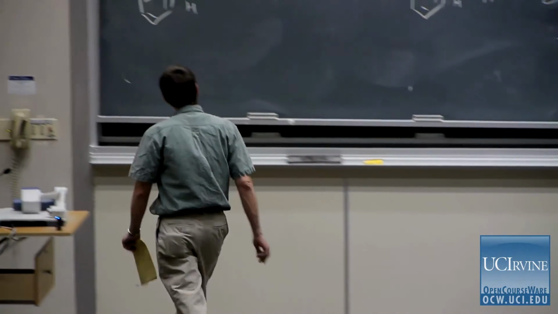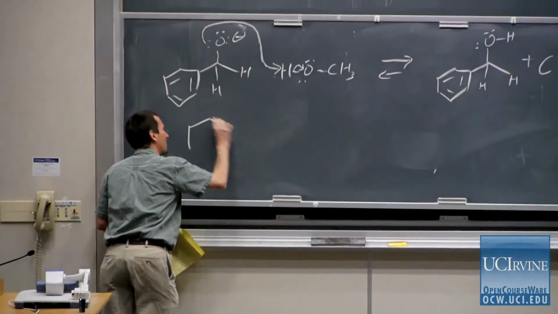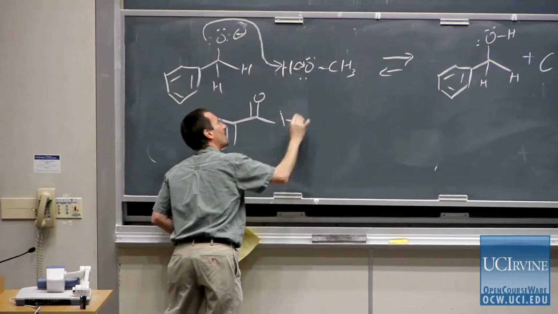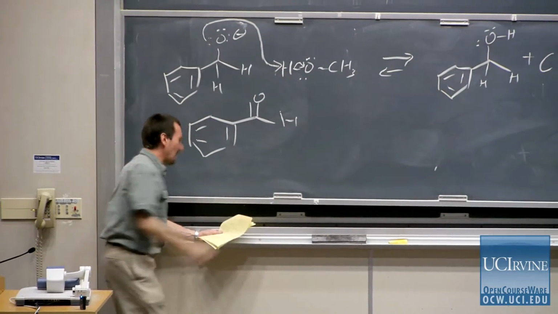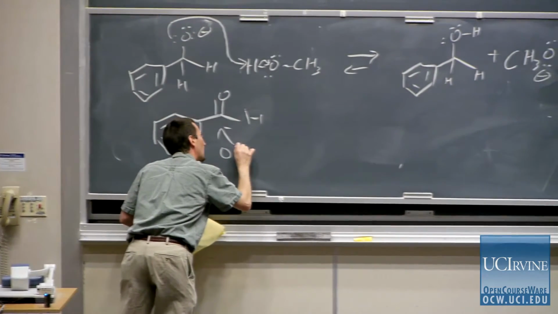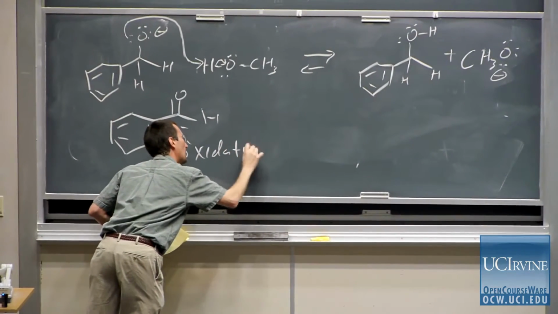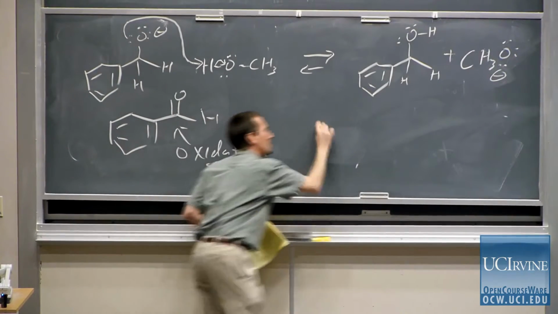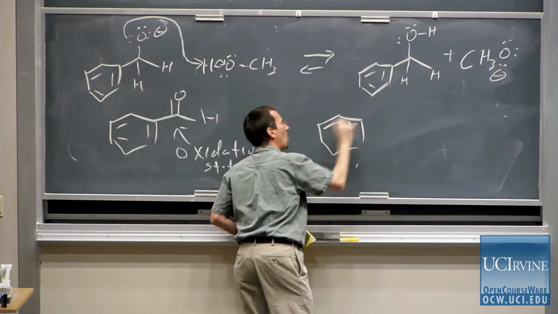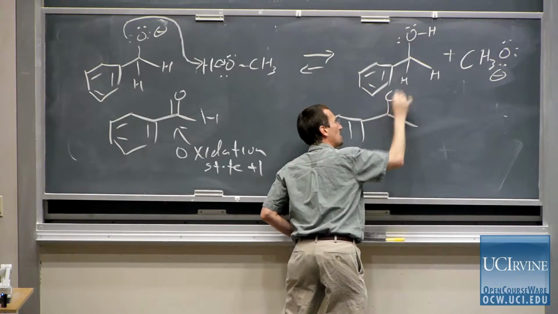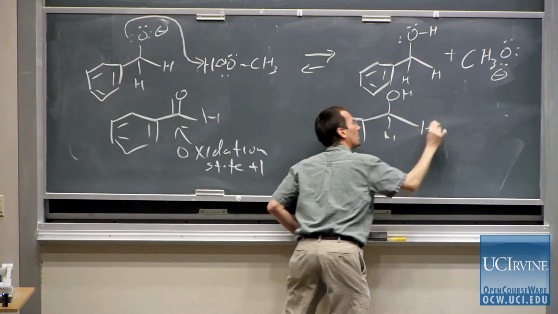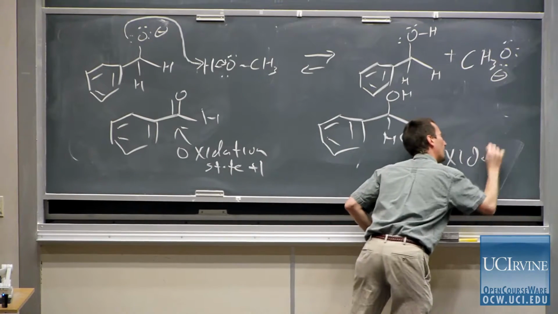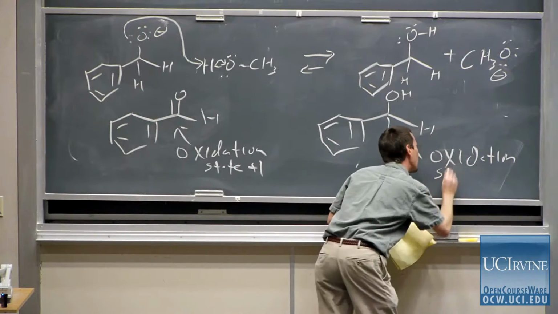So in this case, we started with benzaldehyde, and the oxidation state of benzaldehyde is +1. And by the time we've gone to benzyl alcohol, again, it's a reduction reaction. The oxidation state is -1.